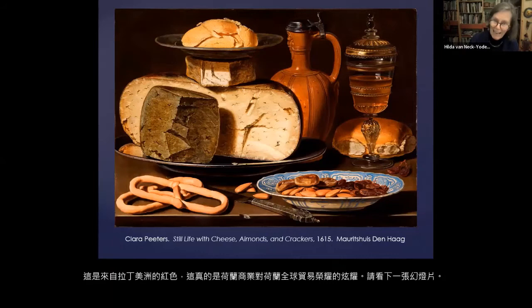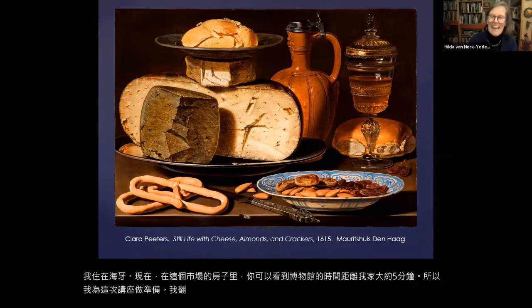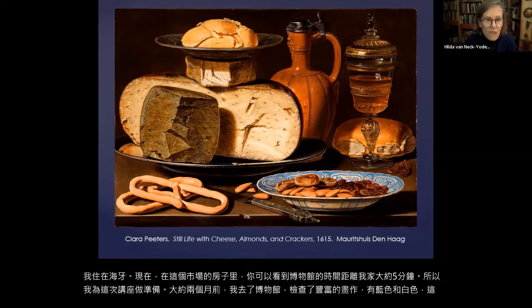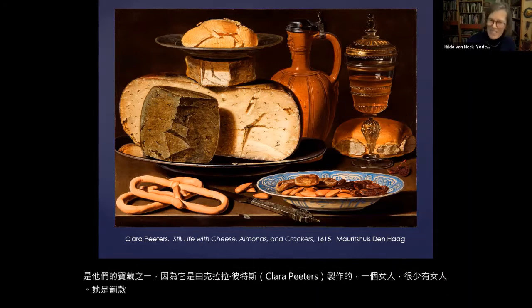Well, I live in The Hague now, and this Mauritshuis on the bottom, you can see the Museum Mauritshuis, is about 5 minutes from my house. So, preparing for this lecture, I went over to the museum about 2 months ago and checked out which paintings had blue and white. And this is one of their treasures, because it's made by Clara Peters, a woman. And there are very few women. She's one of the fine, fine painters. And you see again, the cheese combined with the blue and white. It is truly amazing. Next slide, please.